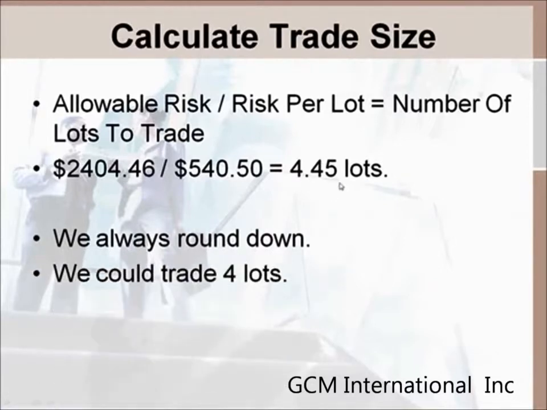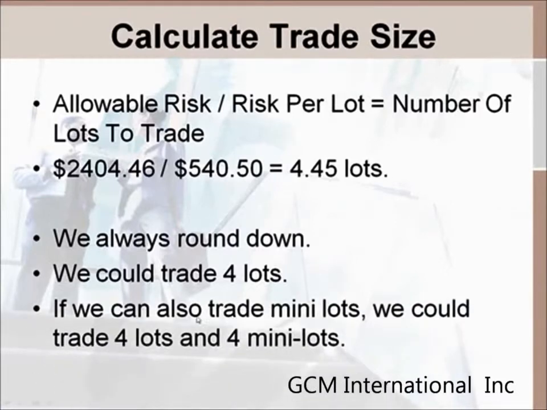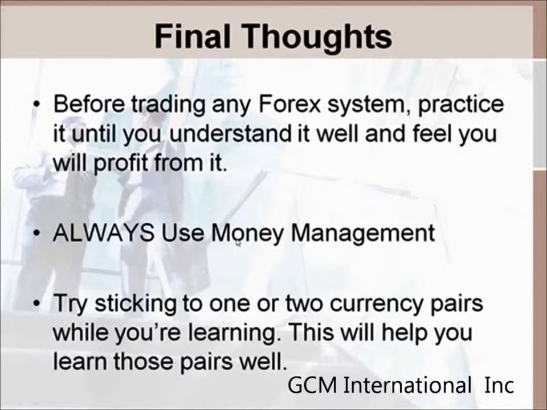We're not going to trade 4.45 lots unless you have an account that allows you to do so. If you can trade full lots only, you would trade 4 lots. If you have a forex broker who also allows you to trade mini lots, you could trade 4 lots and 4 mini lots. When you're trading a system like the one we just taught you, you would divide that number in half and trade 2 lots as your first lot and 2 lots as your second lot.